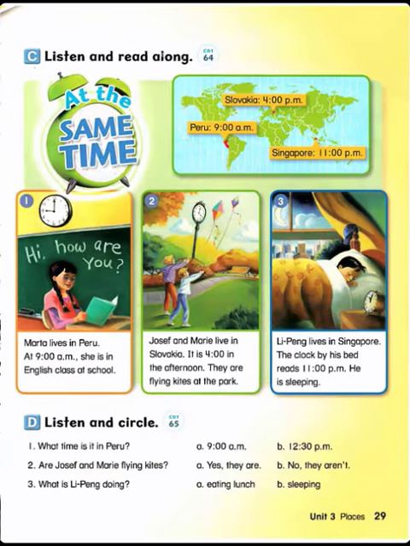Page 29. C. Listen and read along. At the same time. 1. Marta lives in Peru. At 9 a.m., she is in English class at school. 2. Joseph and Marie live in Slovakia. It is 4 o'clock in the afternoon. They are flying kites at the park. 3. Li Peng lives in Singapore. The clock by his bed reads 11 p.m. He is sleeping.